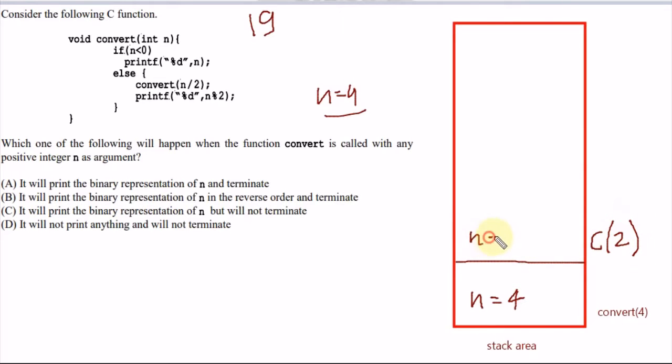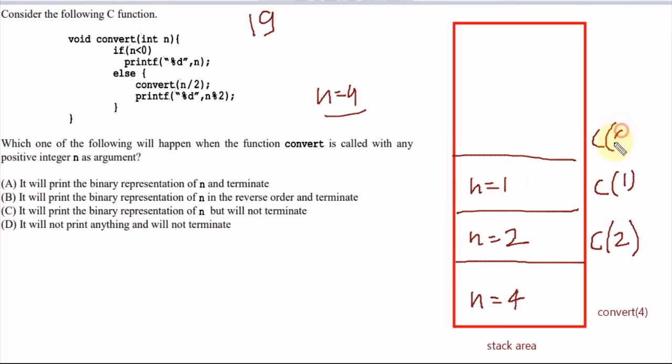Now n will be 2 in here, and this condition is false, so this else will be executed. So our convert of n by 2 is called again. This value will be 1 now. So n is 1 in here. This condition is false, so this else condition will be executed. Again we are going to call convert with 1 by 2. Now this is an integer value, and that's why convert 0 will be called in here.